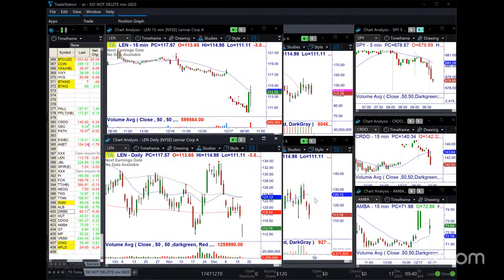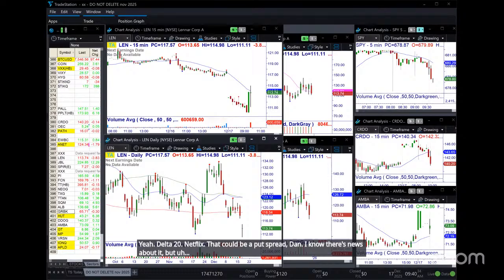Yeah. Delta 20, Netflix. That could be a put spread, Dan. I know there's news about it, but the pattern supports a put spread. Second.